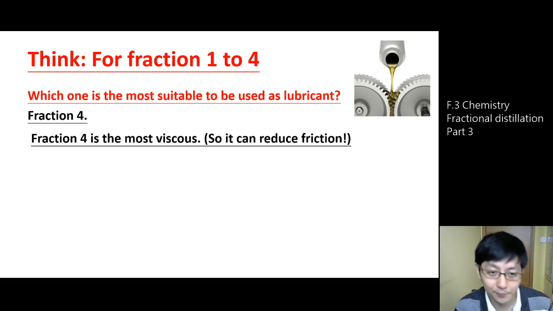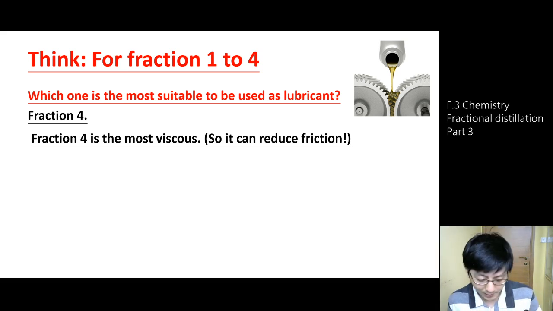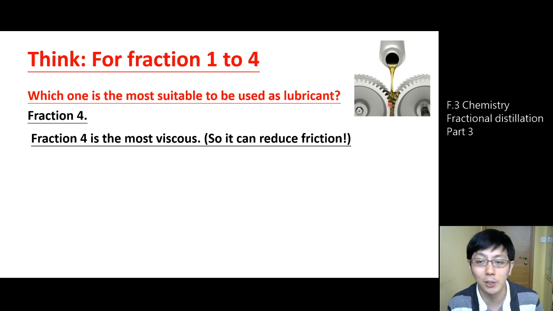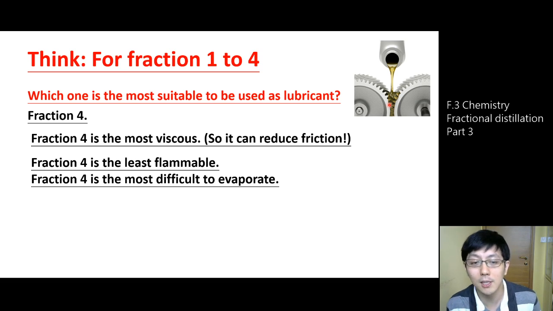The reason is it is the most viscous. That means it can stick to the different parts of the machine, such as the gears. So it is most viscous. It can help reduce friction between the mechanical parts. And also, as it is the least flammable, it is the most difficult to evaporate. So that means fraction number 4 can stay between the mechanical parts for a longer time, and as it is the least flammable, it will not catch fire. So it is safe to use as lubricant.